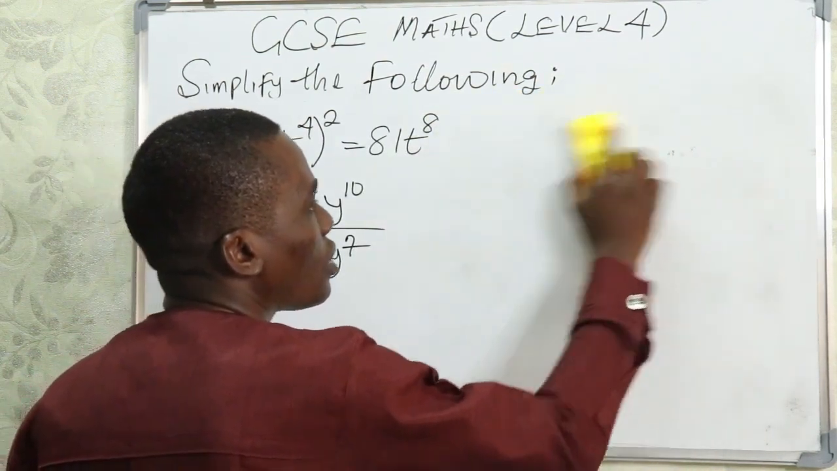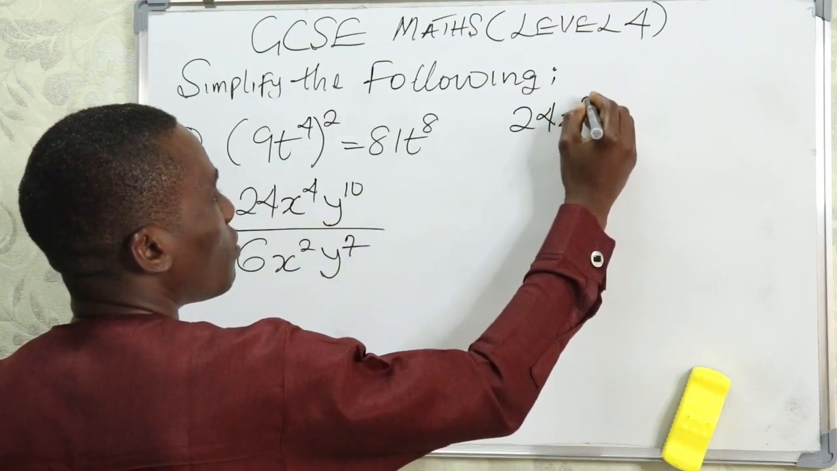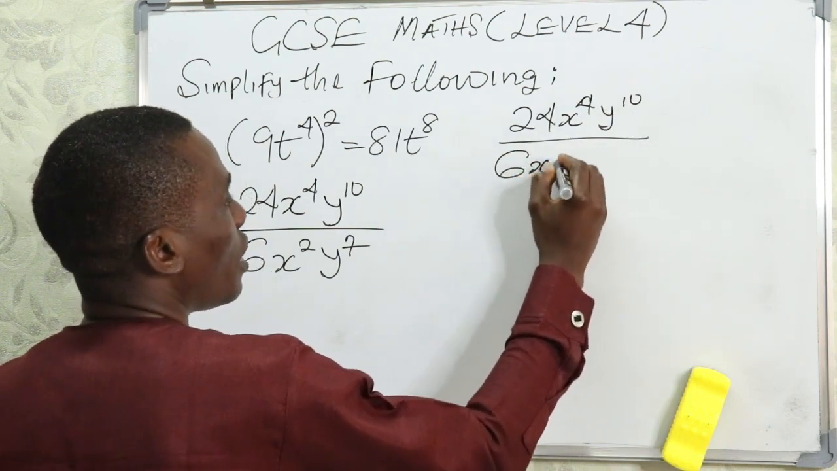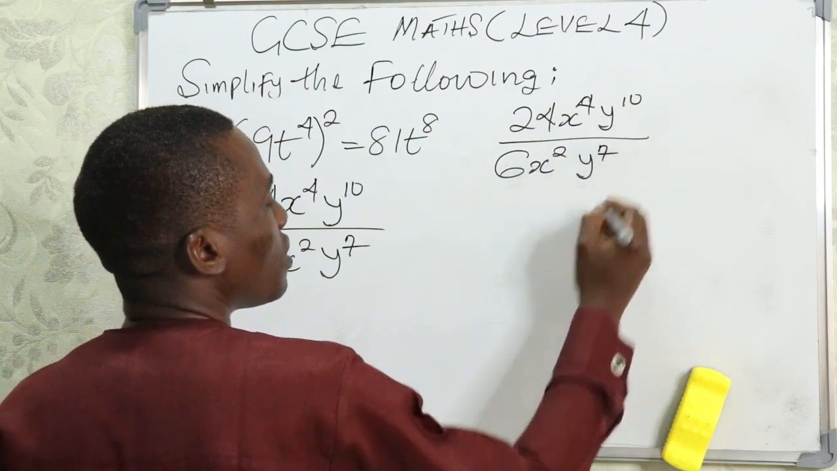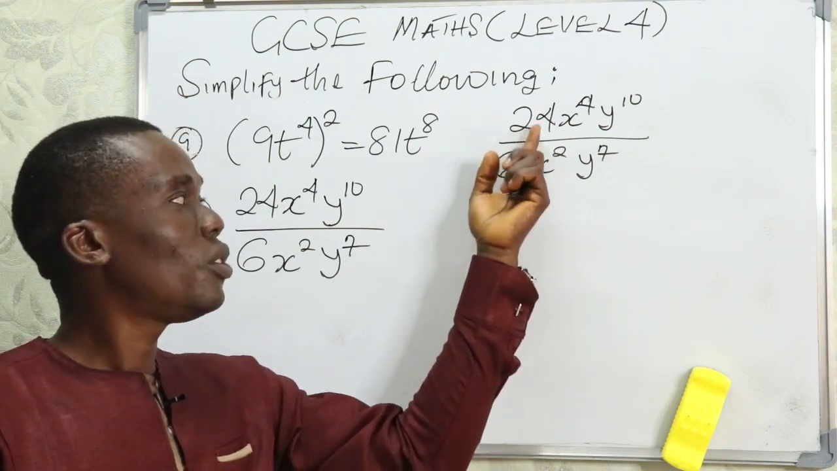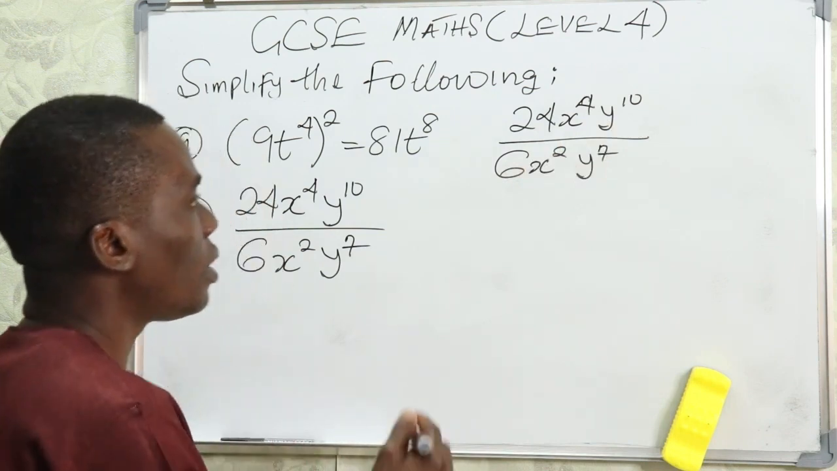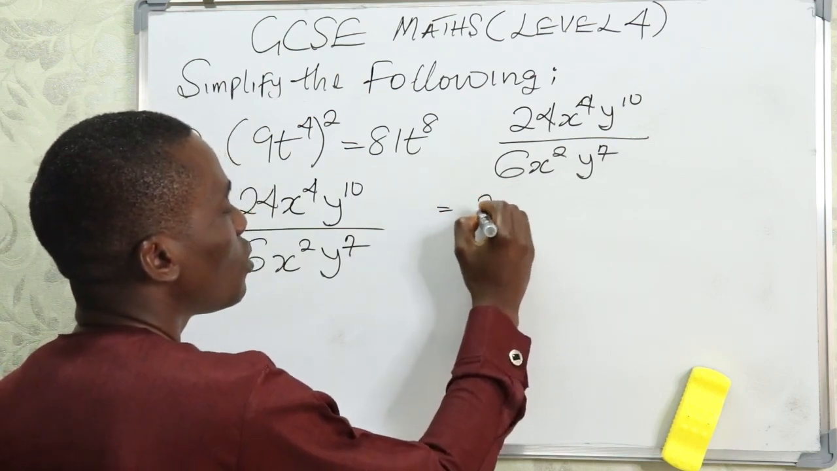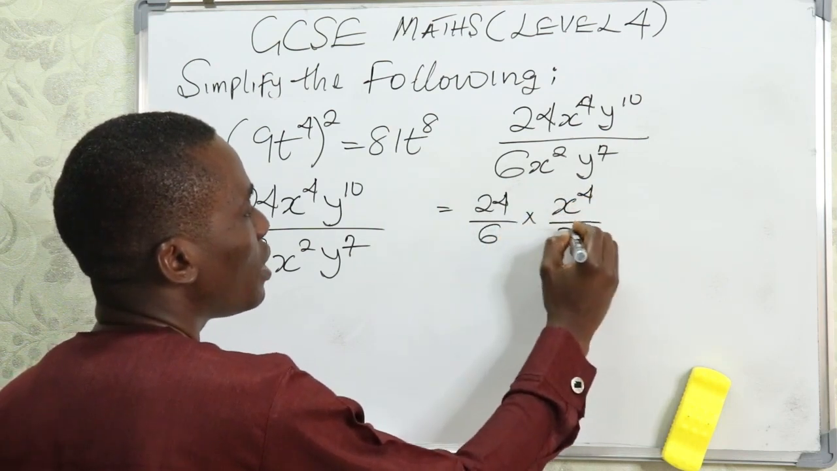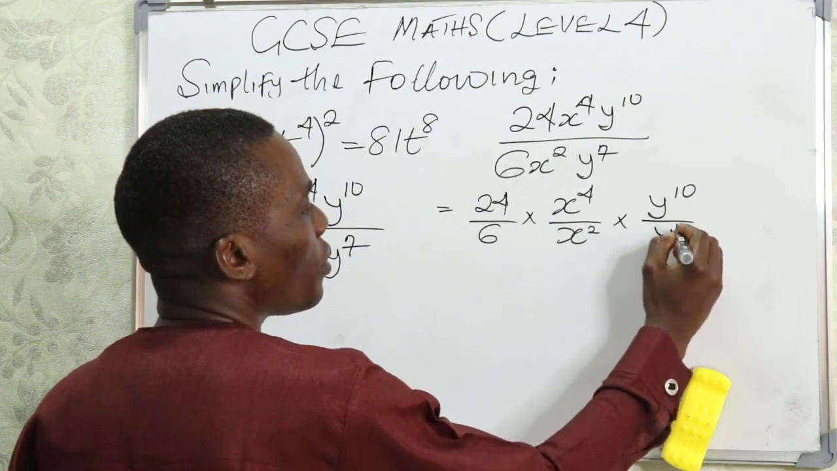Now let's look at the next question. You are asked to simplify 24x^4y^10 over 6x^2y^7. Now when given questions like this, the question has to do with simplifying numbers alongside letters. All you need to do is to separate the numbers from the letters. This will give us 24 divided by 6 times x^4 divided by x^2 times y^10 divided by y^7.